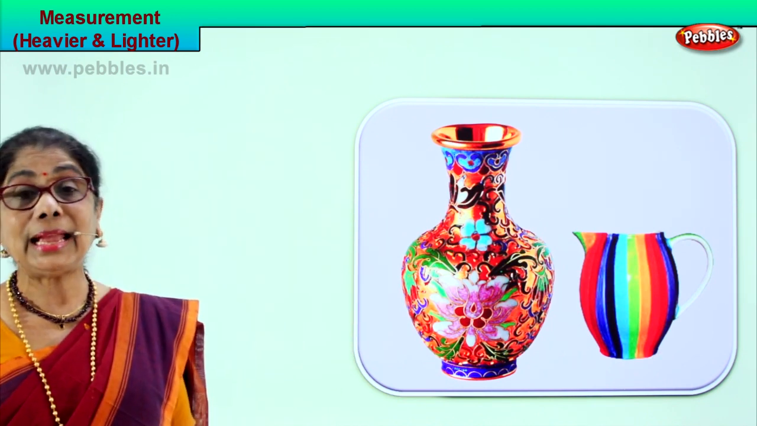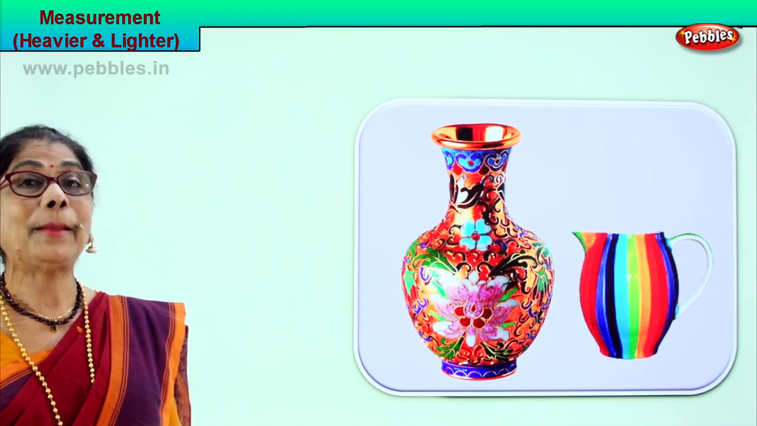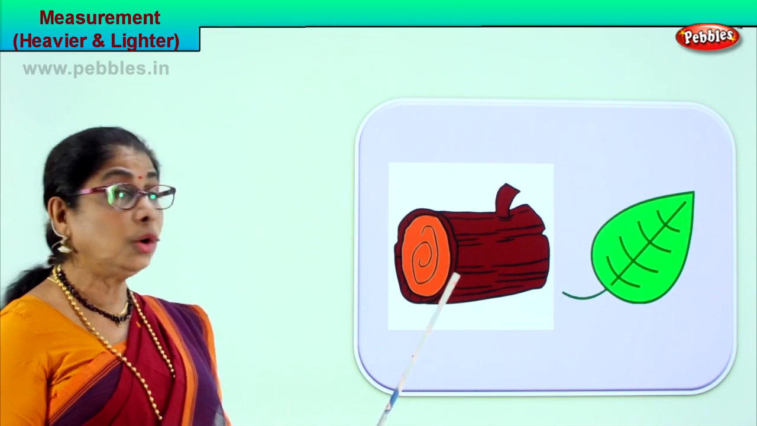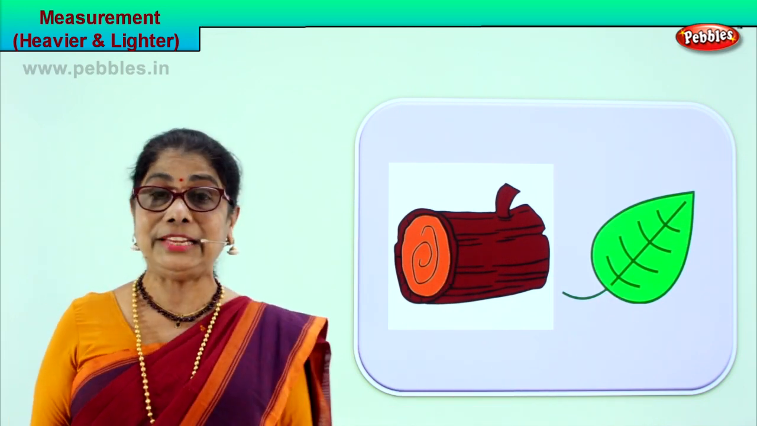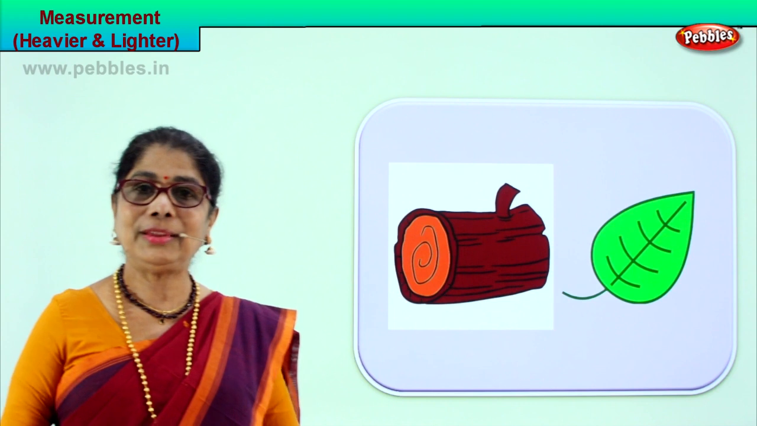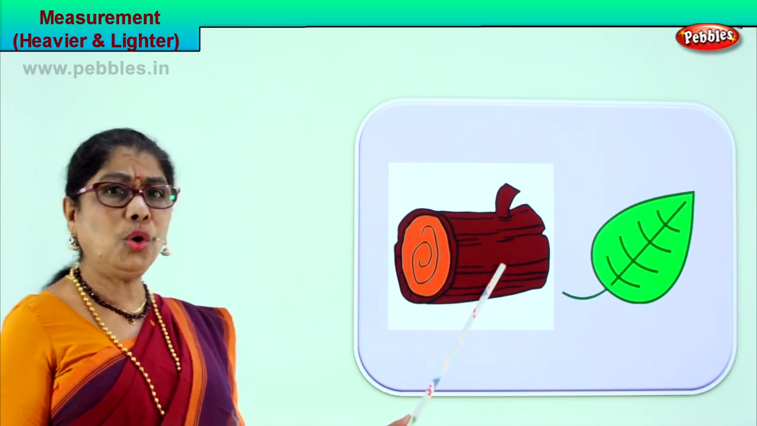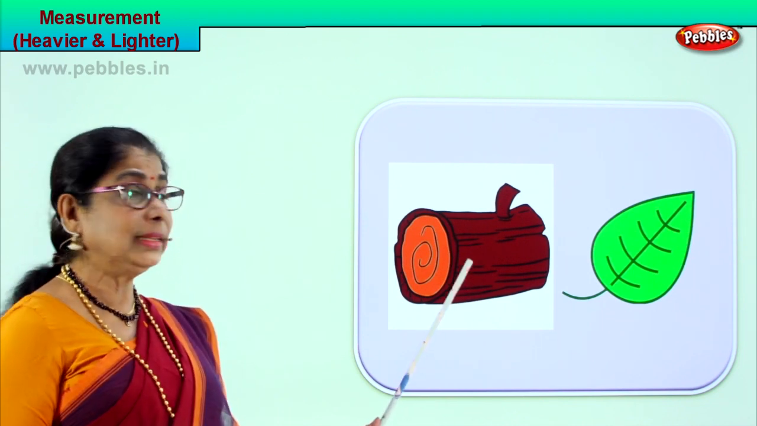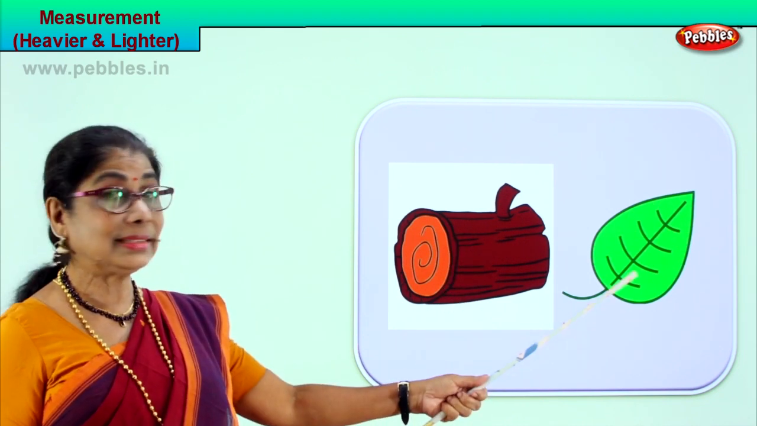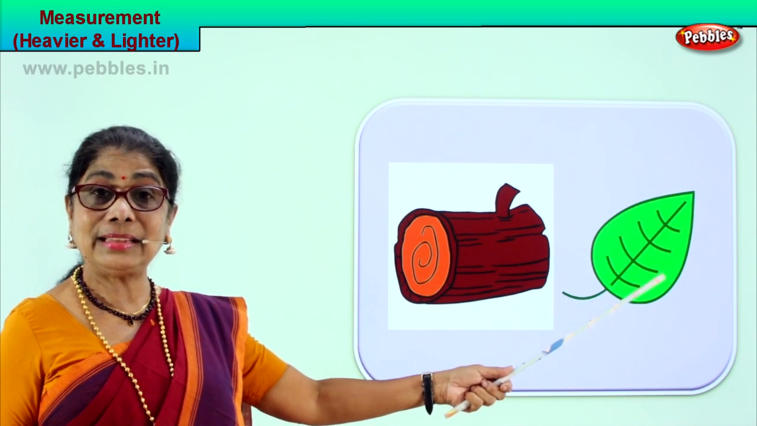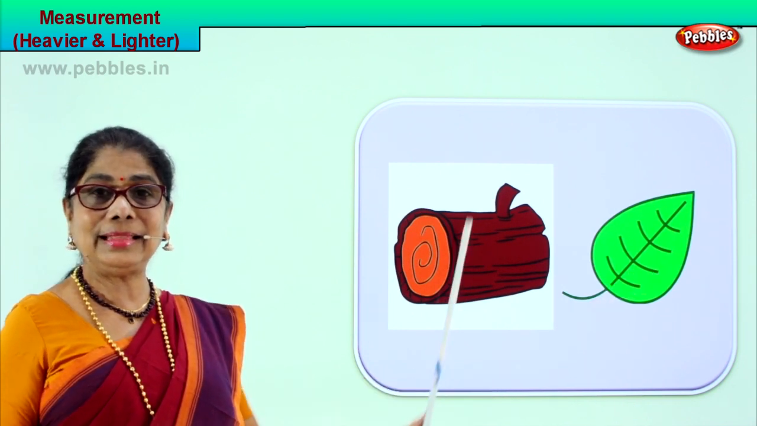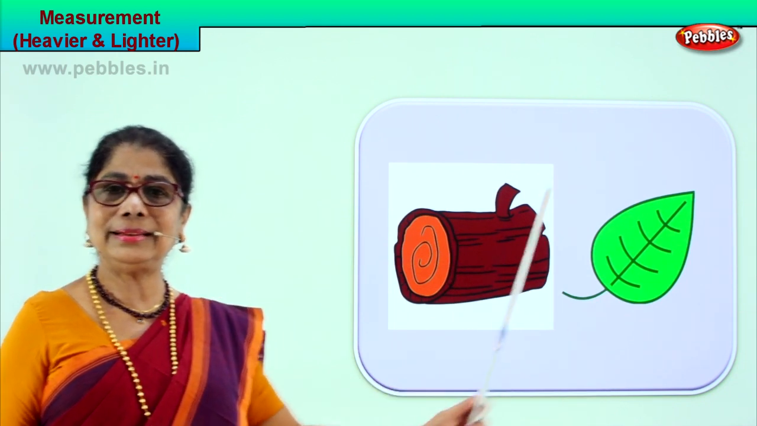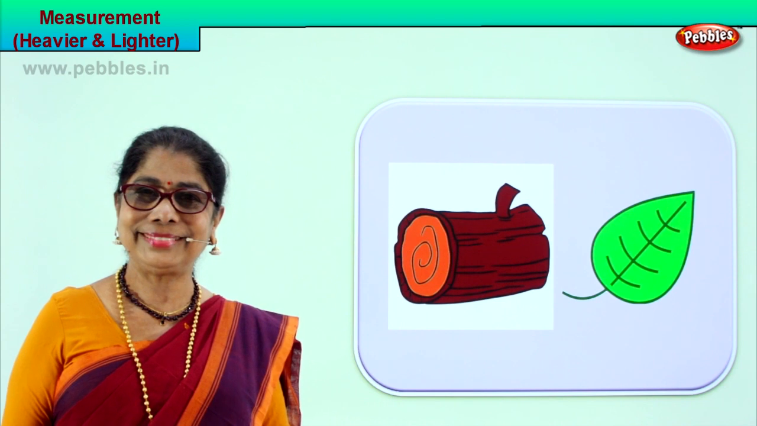Good. Let's take another picture. Let's compare these two and see. Here you have a log of wood and you have a single leaf. You put them on the machine. A log of wood is a piece of the trunk of a tree. The log is heavier than a single leaf. The leaf is lighter than the log of wood. Heavier, lighter, lighter, heavier. Good.